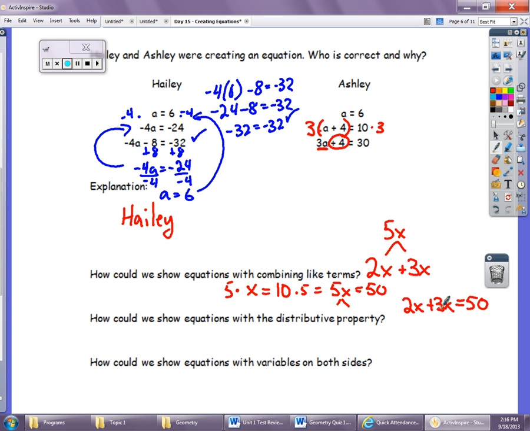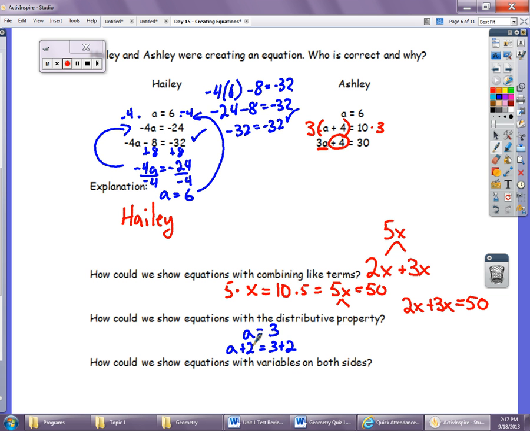How could we show equations with the distributive property? Well, once again, that's kind of what Ashley should have done in her example. So if we take a look, we have a equals 3. Well, we can add a number to both sides. So if I add 2 to both sides, a plus 2 equals 3 plus 2, which is going to give me 5.